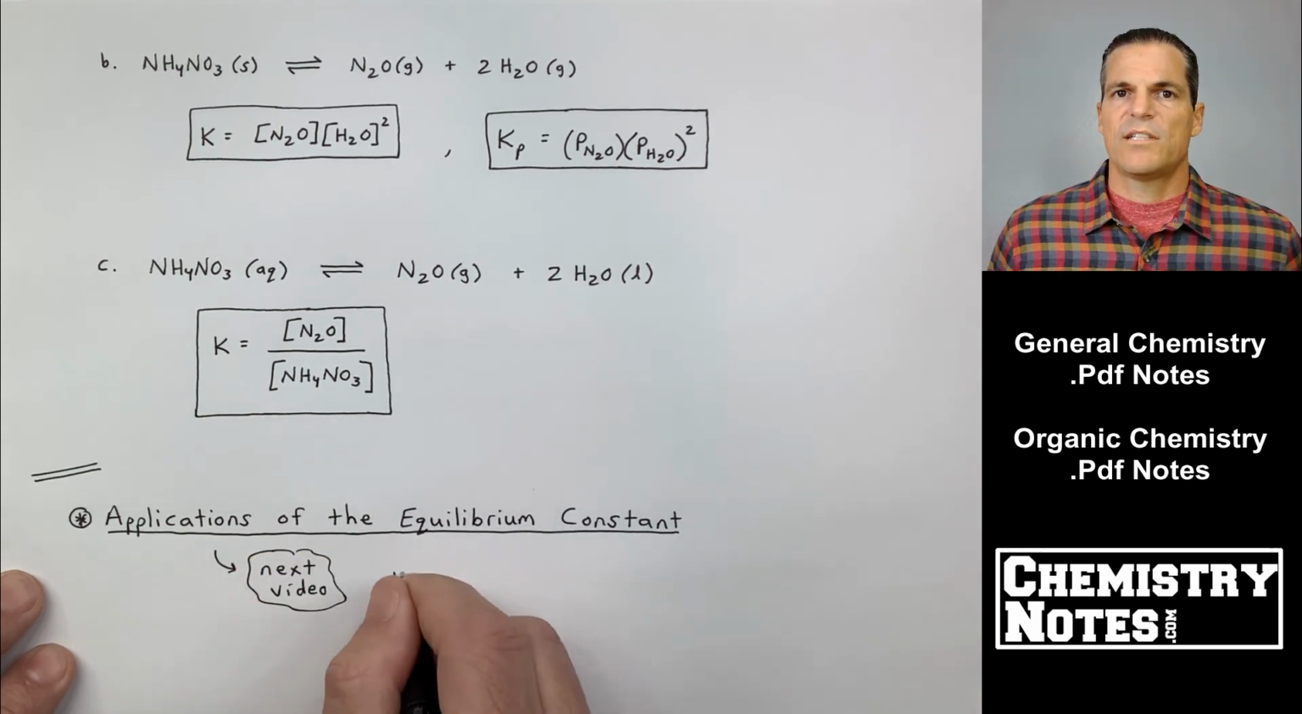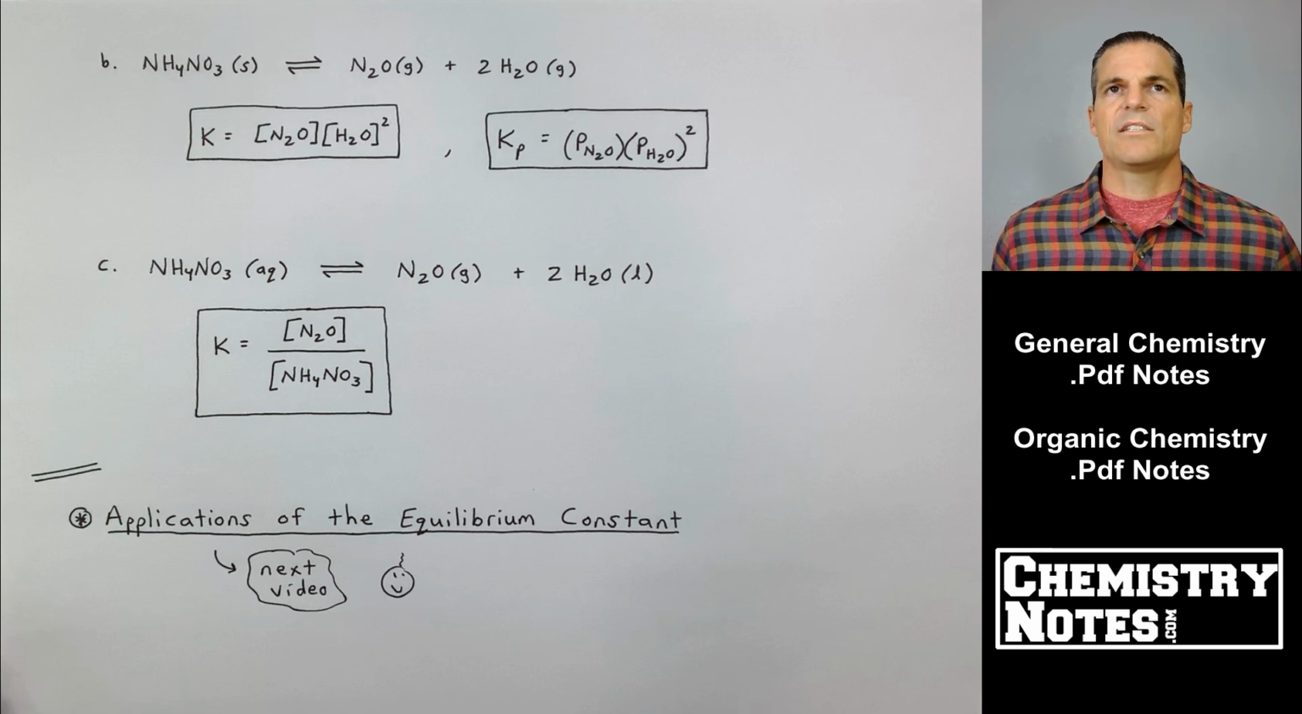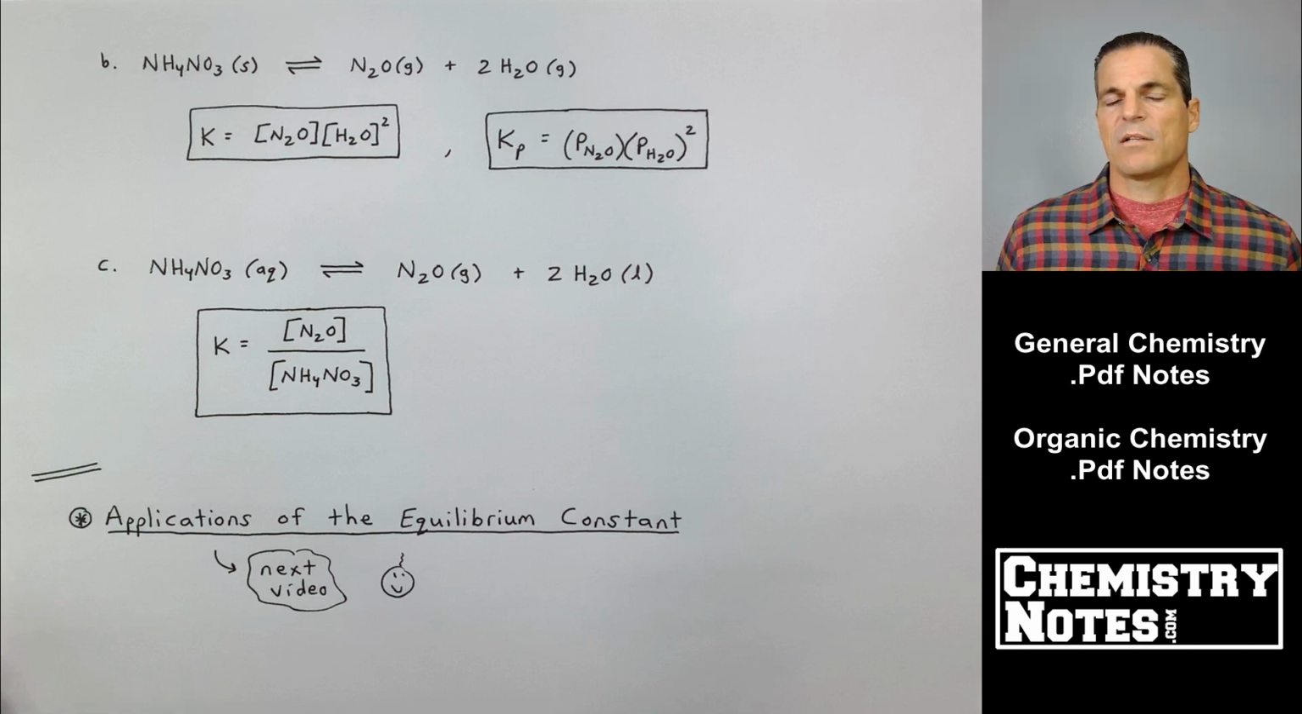Next video is going to be on applications of the equilibrium constant. This is when we get into something called the ICE method, initial change equilibrium. So the ICE method is probably the most tested part of chemical equilibrium. There's a certain way to do it, and you can do it the same way every time. And so that's what our next videos are going to be about. So stick around for that.